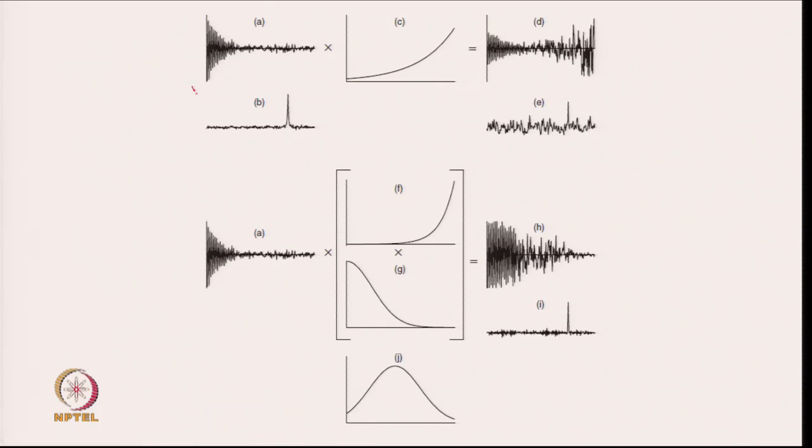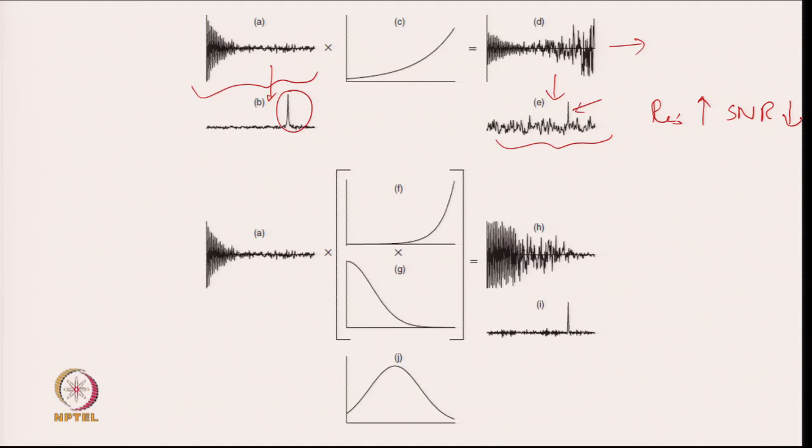Here is your FID and its Fourier transformation. If I multiply by this function, which is an exponentially increasing function, then the FID will look like this, and its Fourier transformation will give this kind of peak. Here the signal to noise ratio is bad, but the resolution is better, a sharper peak compared to this one. You can see that here resolution increases, but SNR decreases.